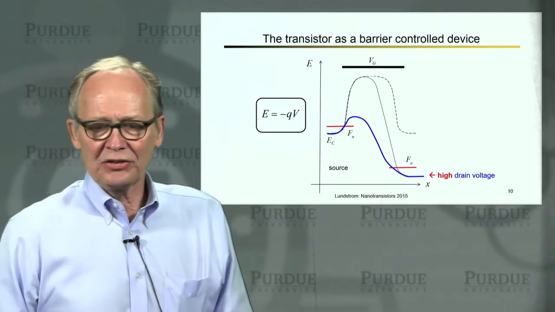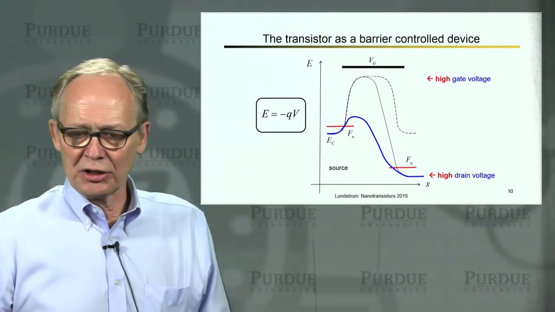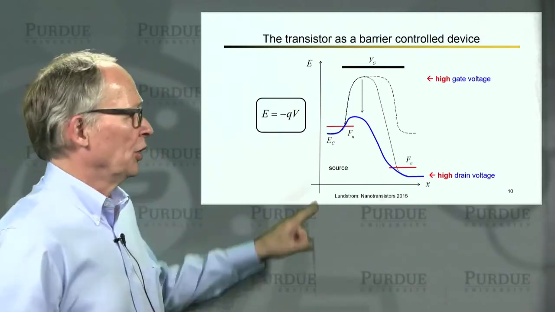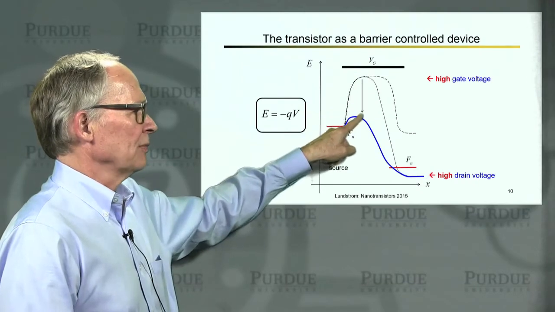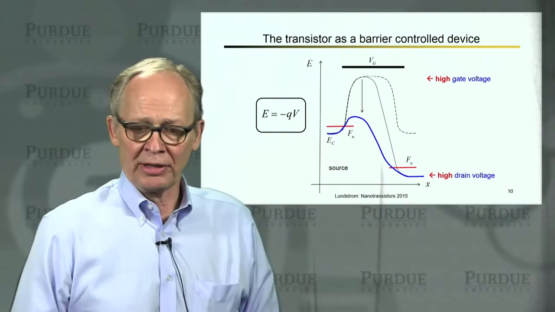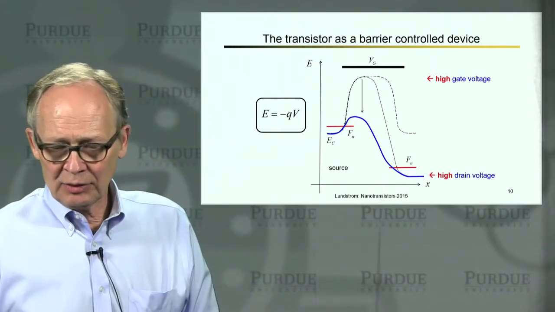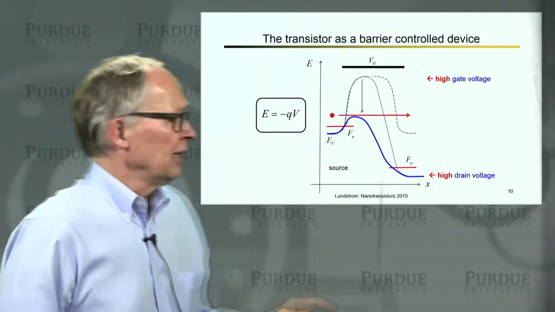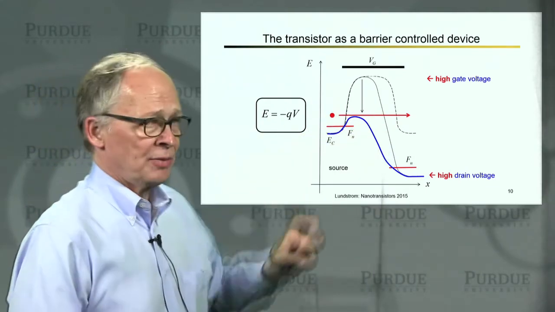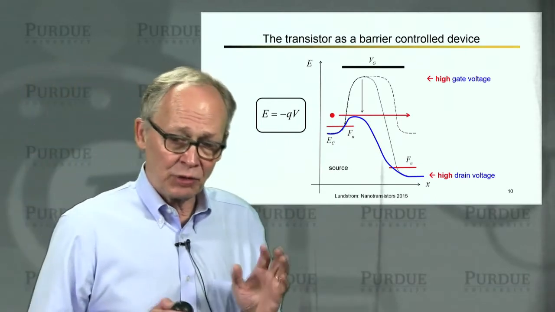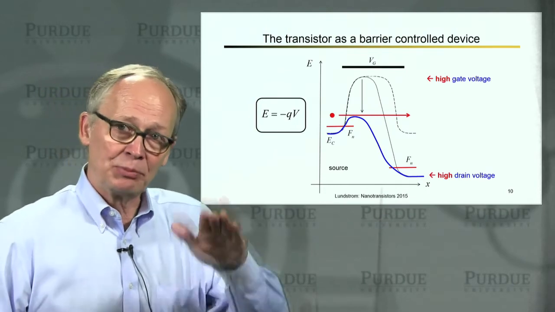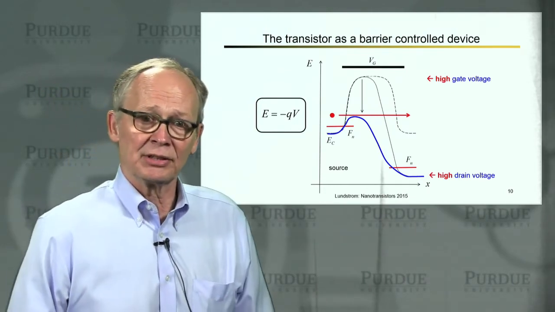Okay, now let's ask what happens if we apply a large gate voltage. So if we apply a high gate voltage, we're going to pull the energy band down. When we pull the energy band down, we lower the height of that potential energy barrier. And now if we take a look, we can see that what's going to happen is that we have a significant probability that electrons can hop over that energy barrier and flow from the source across the channel and come out the drain. So we push the barrier down, electrons can get out of the source and flow to the drain.